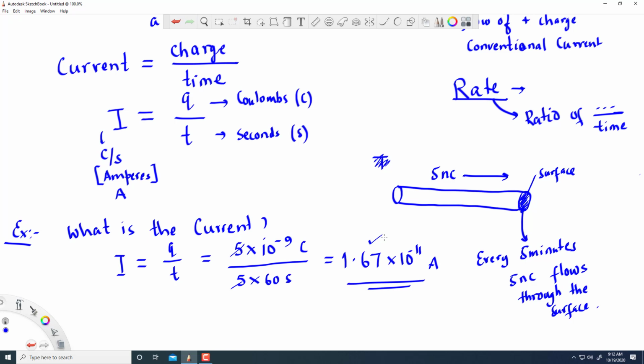Now let's look at a worksheet problem. So number 1 from your worksheet problem.